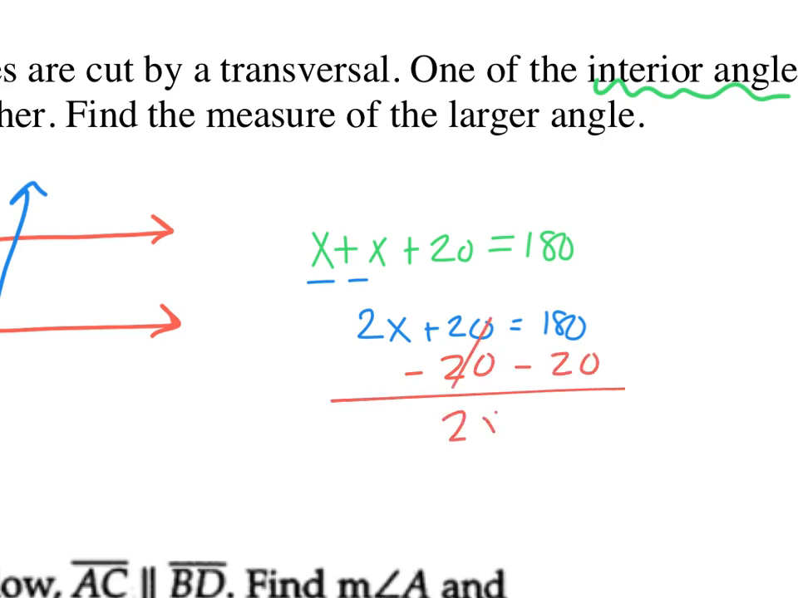So I get 2x equals 160. And then my final step always is to divide by my number attached. So I'm going to divide both sides by 2. After dividing, I get x is equal to 80.